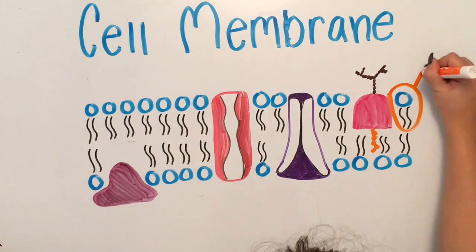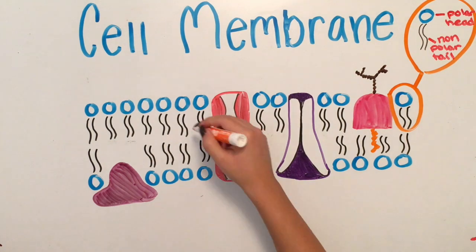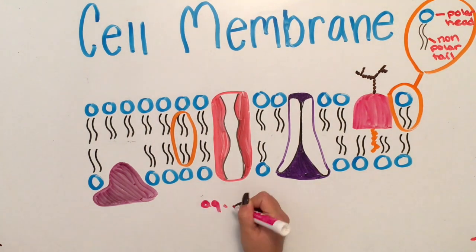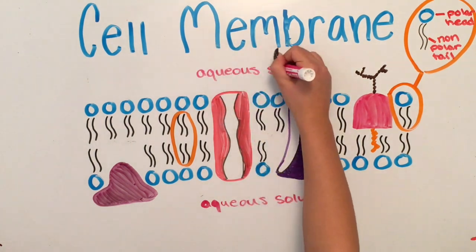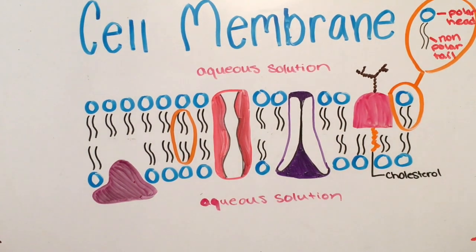First, the phospholipid. There's the polar head, the phosphate molecule, and the nonpolar tails, the fatty acids. They assemble in their bilayers so that the tails face the inside, whereas the heads face the aqueous solution on either side. This is called self-assembly. Next, cholesterol. It's a type of steroid that's helpful in regulating molecules entering and exiting the cell.